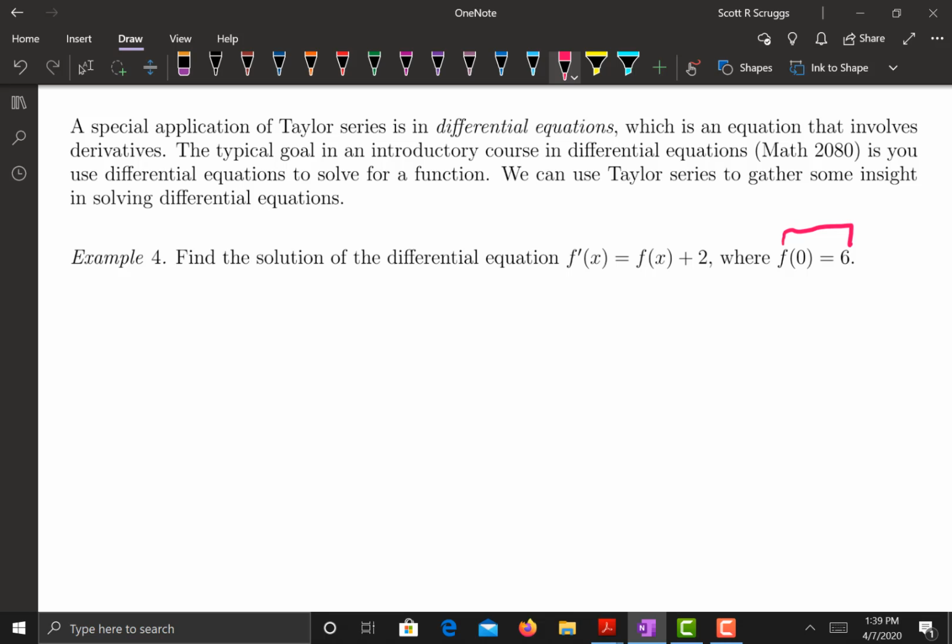Which means, I guess it's called an initial condition. I gave you information about the original function: that at 0, my output for f should be 6. And let's see how we can use differential equations for that.